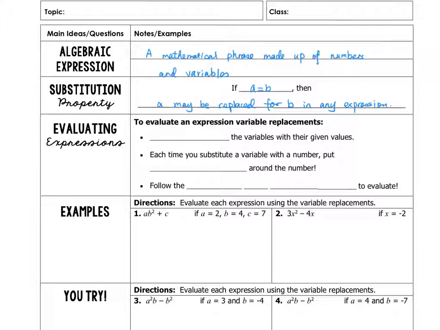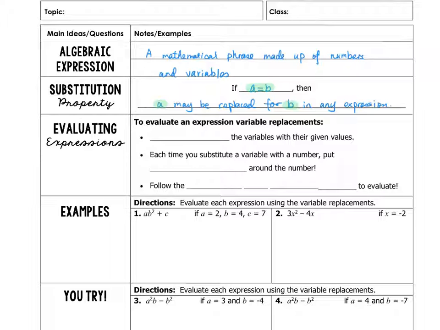In previous units, we learned that an algebraic expression is simply a math phrase made up of numbers and variables. In this unit, we're going to learn how to use substitutions to evaluate these expressions and solve for the final answers. And to evaluate the expression, we just need to substitute A with B when we know, or when we're told, A equals B.